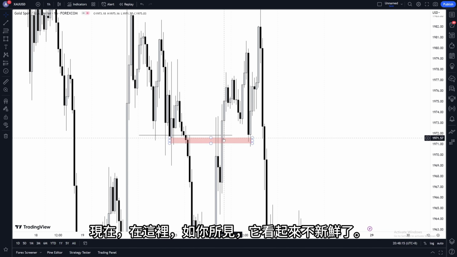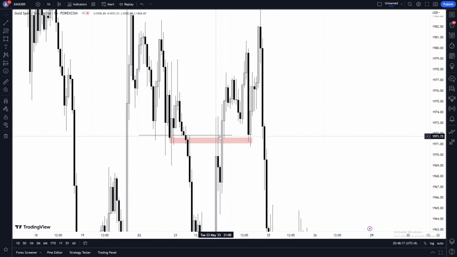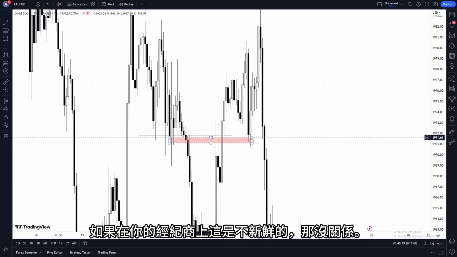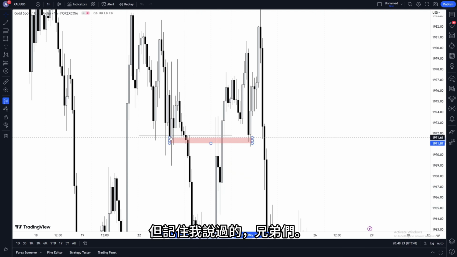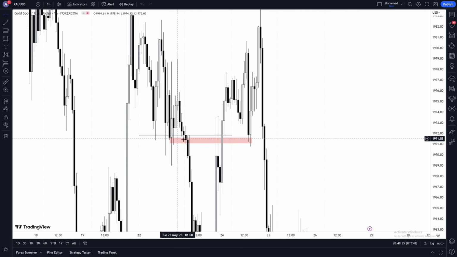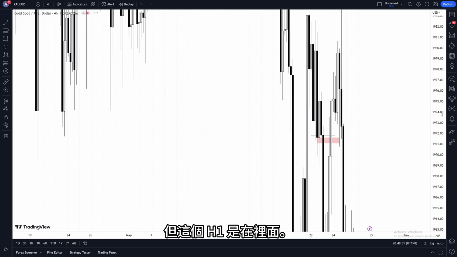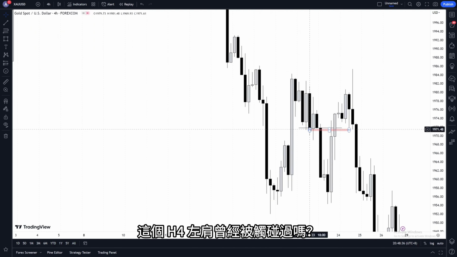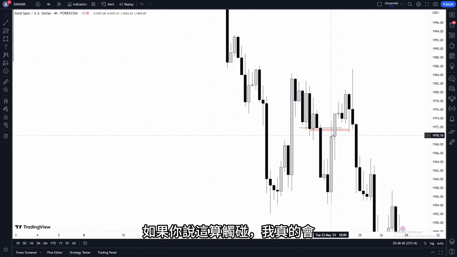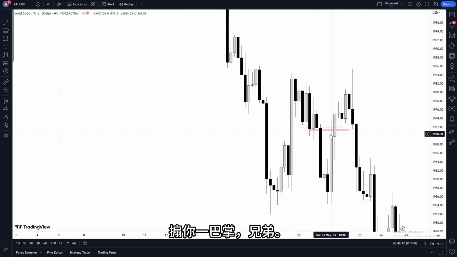Now over here, as you can see, it looks unfresh. If this is unfresh on your broker, that's fine. You can just go to the open close below. But remember what I said, guys. This is a H1. So let's assume that this H1 is unfresh, right? Okay, no problem. This H1 though is inside a perfectly fresh H4. Has this H4 left shoulder ever been tapped? No. If you say this is a tap, I'm actually going to slap you, bro.